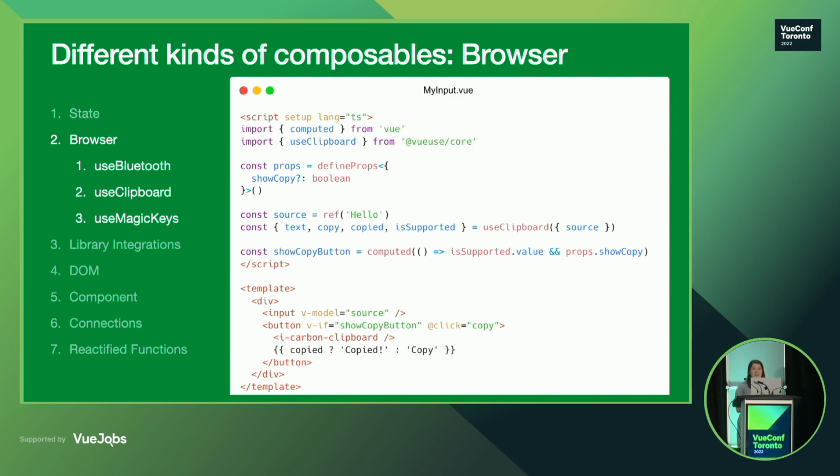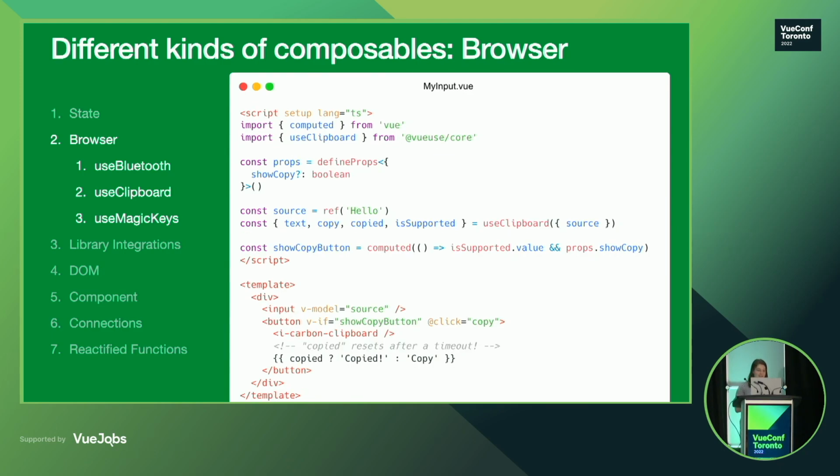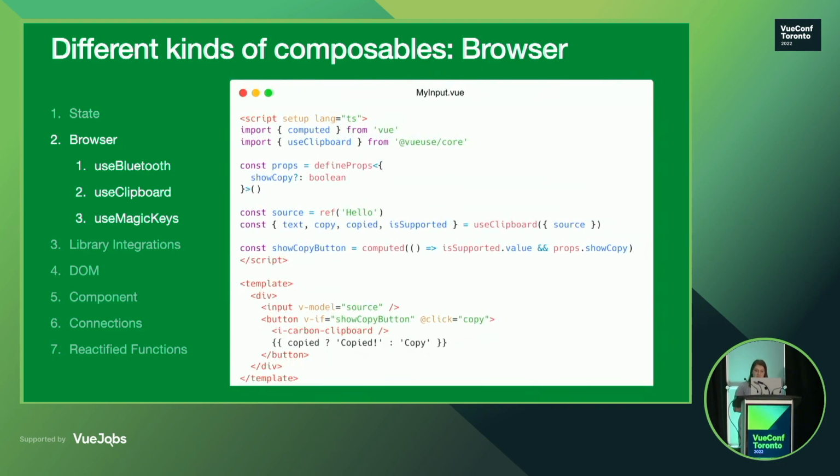It also supports a legacy mode for IE, or for Firefox. I can't remember which one is flaky, which is, I like it when it's not my problem, to be very concise. So copied also resets after a timeout. So that ternary there inside the template also has a useTimeout composable inside the internals of use clipboard. So there are like 3 composables inside of use clipboard.